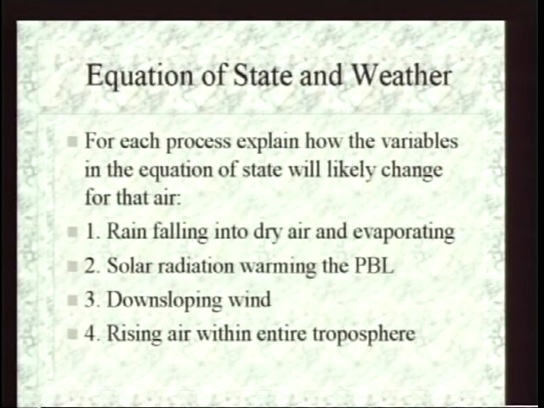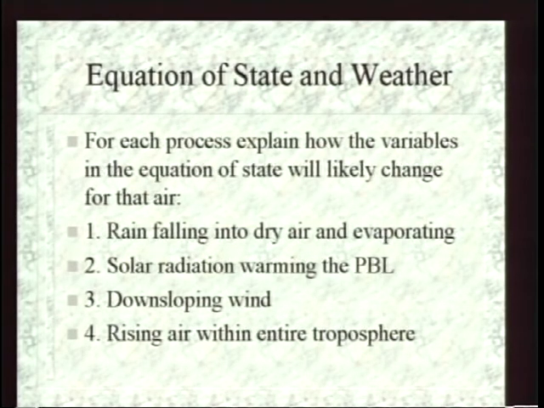The last thing that we'll do is look at the equation of state and different weather processes. For each of the processes below, we're going to explain how the variables in the equation of state could change. There are 4 different scenarios: 1, rain falling into dry air and evaporating; 2, solar radiation warming the boundary layer; 3, a downsloping wind; and 4, rising air within the entire troposphere.